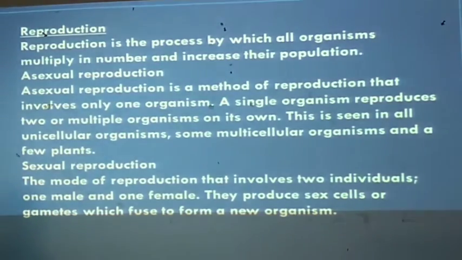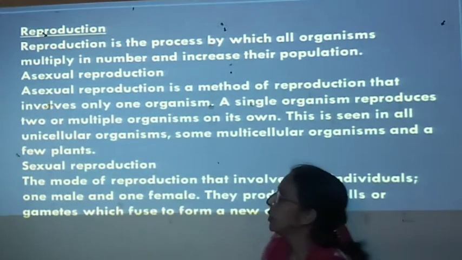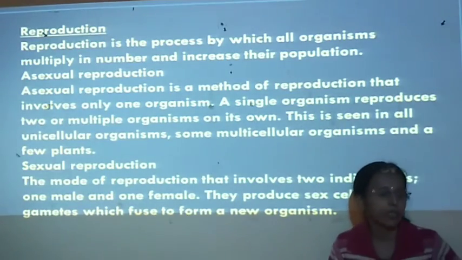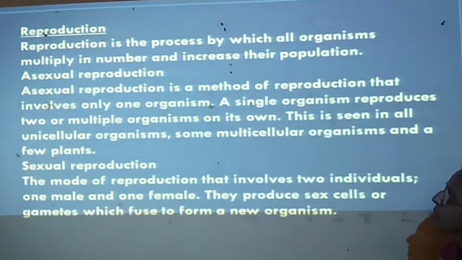So, what is actually reproduction? Reproduction is the process by which all organisms multiply in number and produce species like themselves. There are many different types. Mainly, there are two types: sexual reproduction and asexual reproduction.